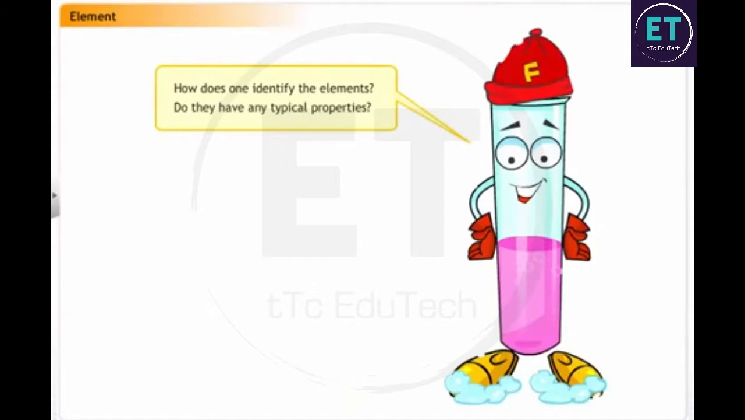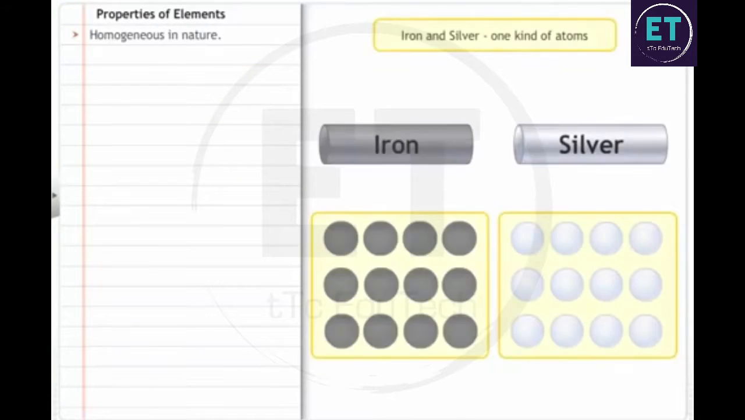How does one identify the elements? Do they have any typical properties? Yes, they do have typical properties. Let's look at some of the characteristics of elements. An element is homogeneous in nature. It is a pure substance, made up of only one kind of atom. For example, iron and silver are made of only iron and silver atoms.